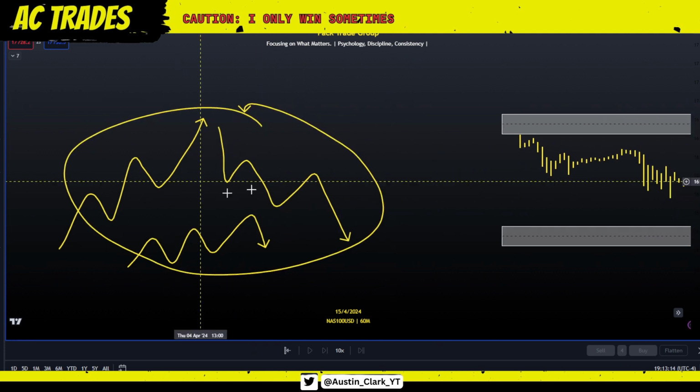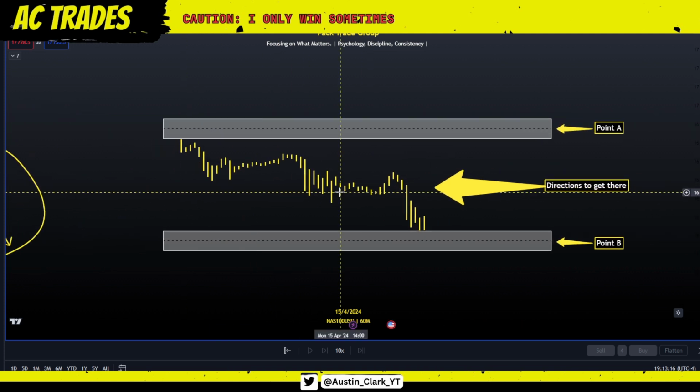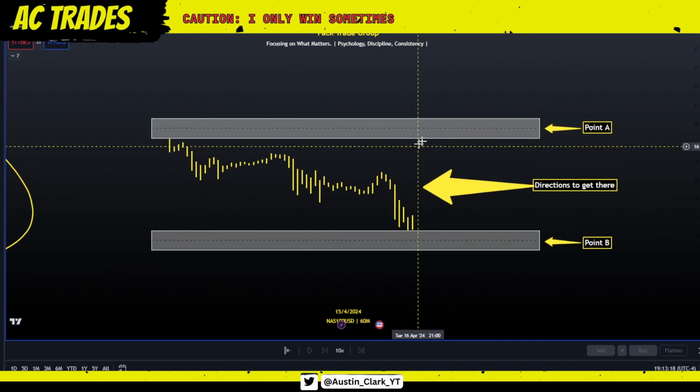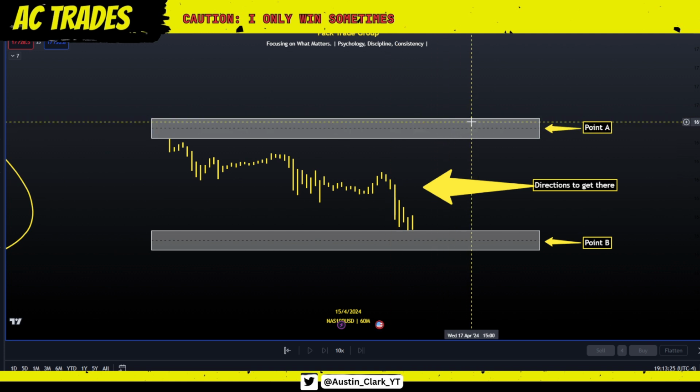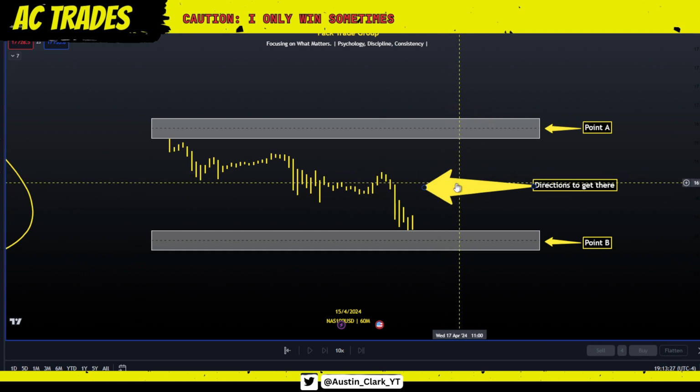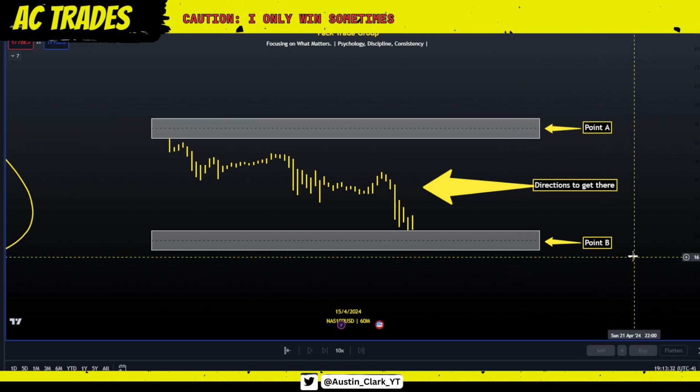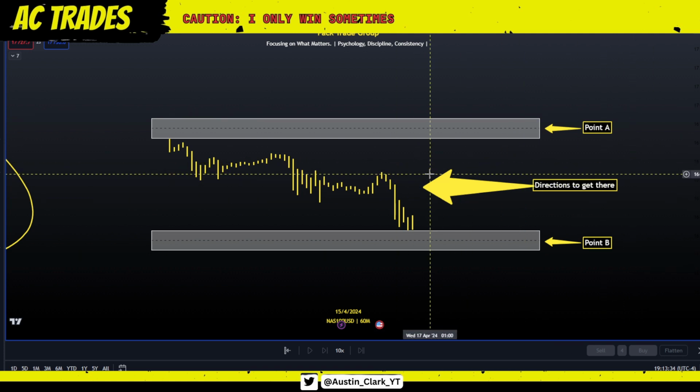And inside of these structures, there's only 3 ways that price is distributed every single day in front of your eyes. I don't care what time frame you're looking at. The start, the directions to get there, and then the point B. Point A to point B, and how to get there from point A to point B is structure. That's it. I don't care what strategy you're using. I don't care what your favorite guru is telling you. I don't care who is trying to sell you a course. This is the only way price moves.